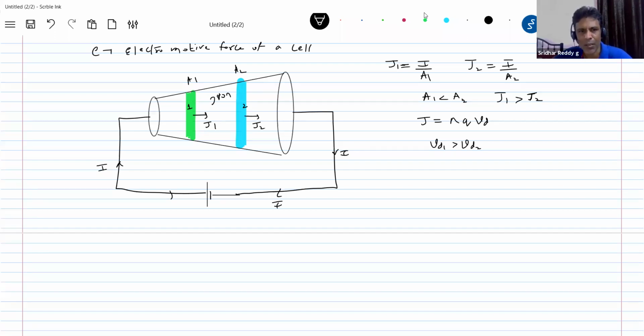Then what about the resistance? We'll compare. Both are having the same thickness. Let's assume the thickness is the same. Then what is the resistance? Rho L by A. Thickness is the same, area of cross section is different. So A1 less than A2, so R1 greater than R2.